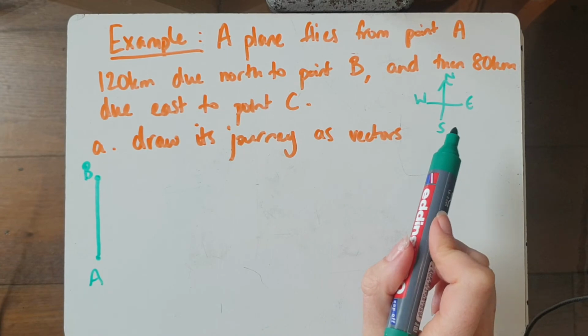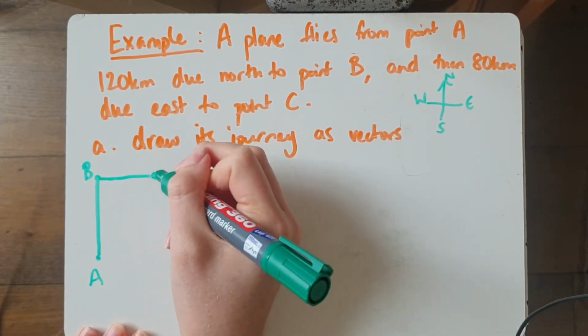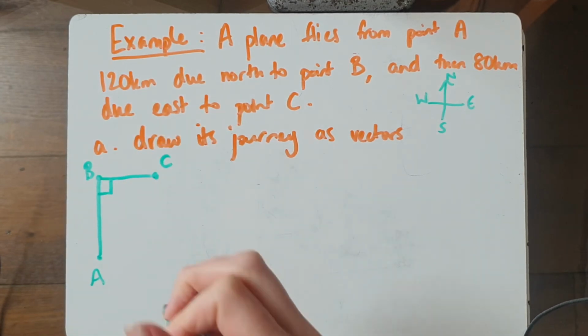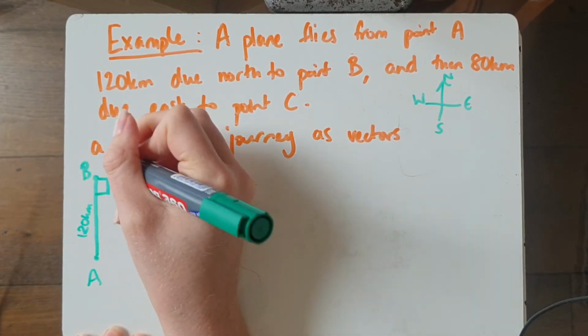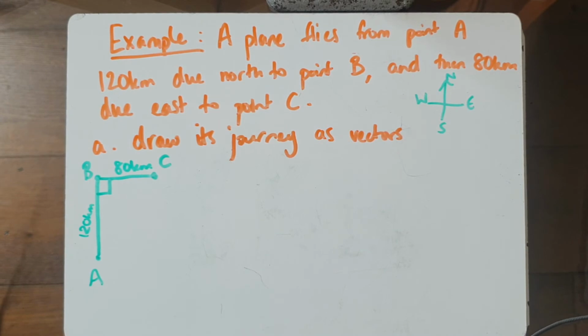Then it flies due east to point C. So that means this is going to be a right angle. And we can label the distances. This is 120 kilometers and this is 80 kilometers. And that is part A done.